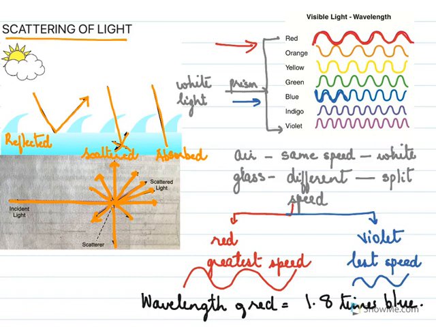So here we have seen what scattering of light is: when light falls on a particle or a surface, it gets scattered. We also have seen that there are 7 colors, and when in glass, they travel at different speeds, and the wavelength is not the same. The red has a greater speed with a greater wavelength, and the violet has the least speed with the smaller wavelength. Here we'll see the types of scattering.